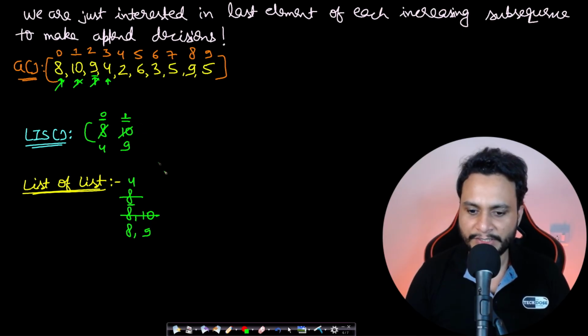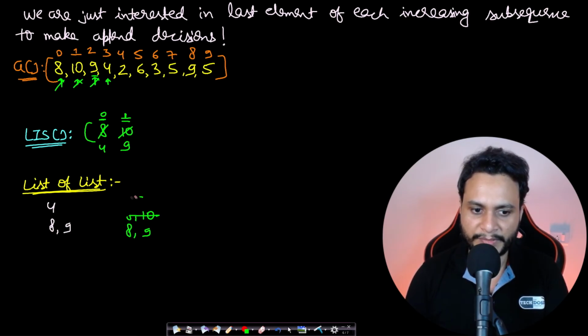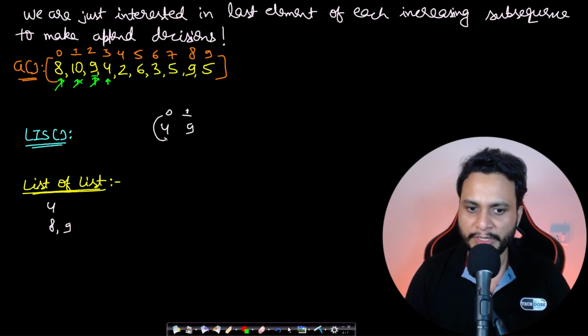Now what is our current state? I'll just stop here and write down the current state. If you look at the current state, my list of list has 4 and 8 comma 9, and I will just clean this up. Okay, we have 4 and 8 comma 9, and if you look at the array, I have 4 comma 9. Okay, so I'll also clean this up. This is index 0 and 1, and I'm cleaning this up. Fine. So I have captured these 2 endpoints of the 2 lists, which are 4 and 9.